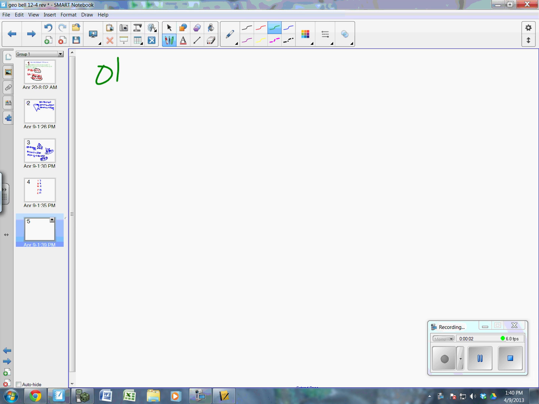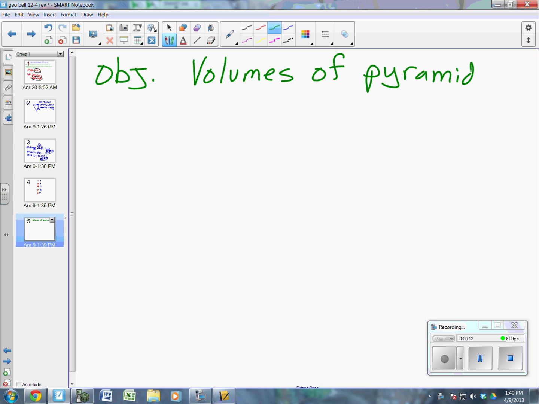Okay, today's objective is to find volumes of pyramids and cones. I like volume formulas. They're a little bit easier than surface area formulas because with surface area, there's more than one kind of surface, but volume is just how much fits inside. So it's fairly straightforward. Okay?